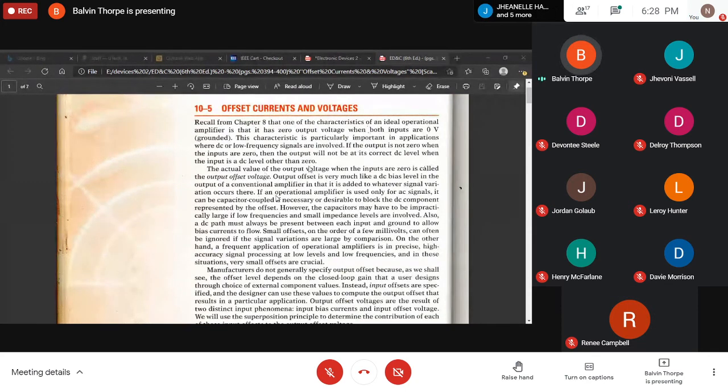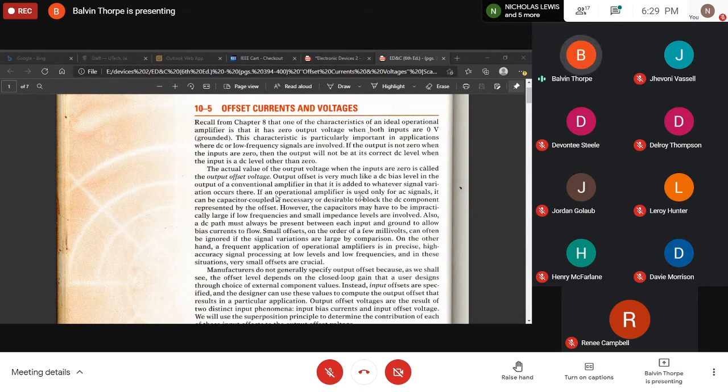So the actual value of the output voltage when the inputs are 0 is called the output offset voltage. Naturally, the output offset voltage is very much like a DC bias level in the output of a conventional amplifier, in that it is added to whatever signal variation occurs there. So you're adding something based on some variation.